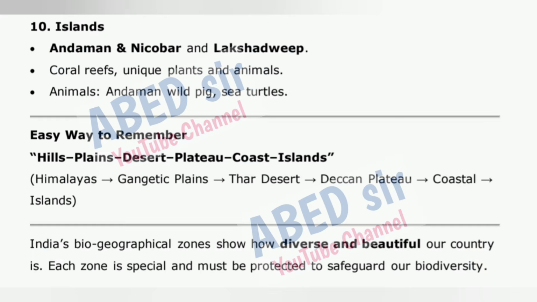Easy way to remember: hills, plains, desert, plateau, coast, islands. Himalayas, Gangetic Plains, Thar Desert, Deccan Plateau, coastal islands. India's biogeographical zones show how diverse and beautiful our country is. Each zone is special and must be protected to safeguard our biodiversity.